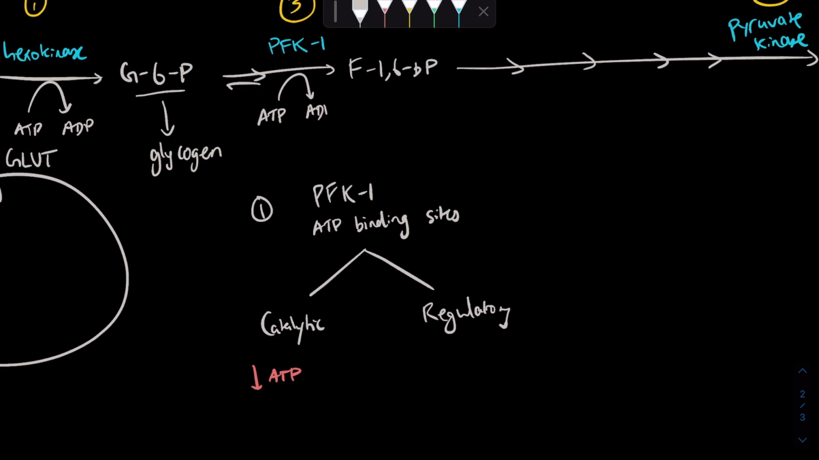So if we already have ATP in the cell, if we already have high levels of ATP, if we're already in a high energy state, there's no incentive for the cell to make more and more ATP. This cell is better off storing the glucose for later on, for scenarios when the cell does need more energy. So ATP binding in the catalytic site is going to lower PFK1 activity.